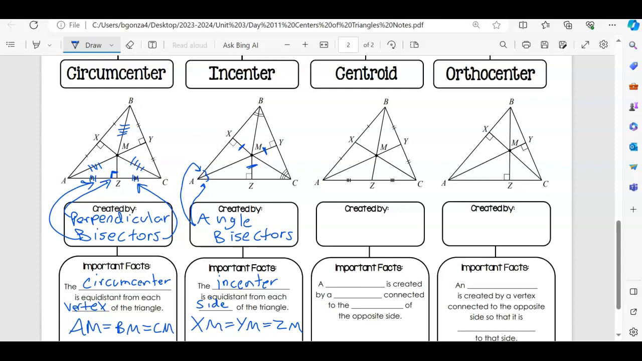We're halfway done with the notes. Not too long, right? Nice and short for our short early release day. Next one is called a centroid. Go ahead and write the word medians. If you have 3 medians, that's going to create a centroid. But underneath the word medians, you're going to write that it goes from the vertex to the midpoint.